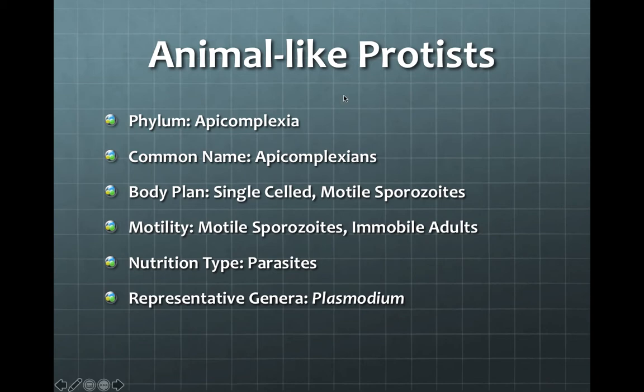So the stats on this. Oh, look at that timing. Okay. All right, the stats are Apicomplexa. The common name is apicomplexans. They are still single-celled. They have motile sporozoites. Okay, their motile sporozoites are immobile adults. The sporozoites are basically motile, but the adults are not. The nutrition type is they are parasites, which means they have to get their nutrition from other places. And the representative genus is Plasmodium.